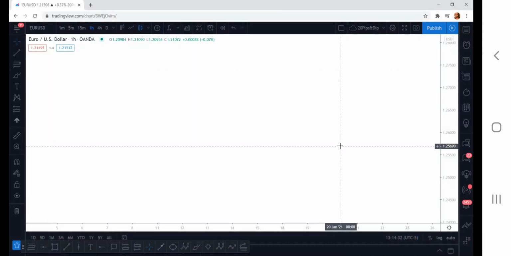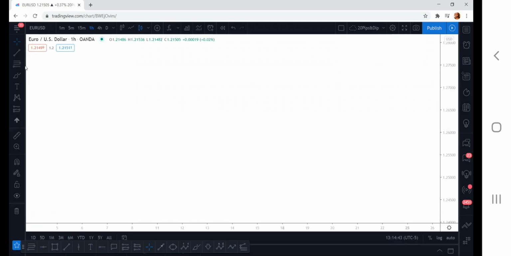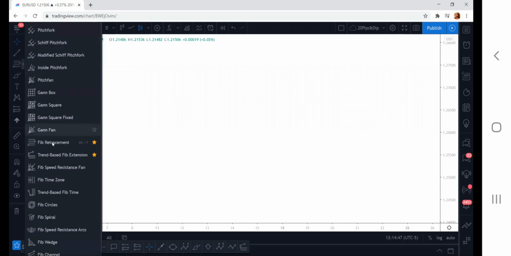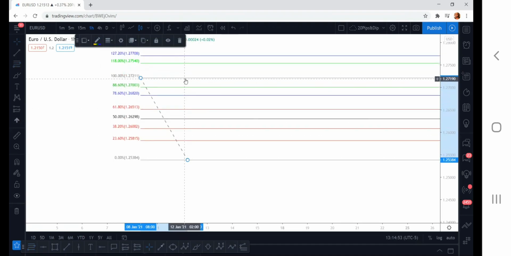Here, I'm going to be explaining to you in this video what Fibonacci is. So you're going to come over to your left-hand side and click where it says Gann. Let me hover over it. Gann and Fibonacci tools. And then you're going to see this tool here, the Fib retracement, and you're going to pull it up on your screen, okay?